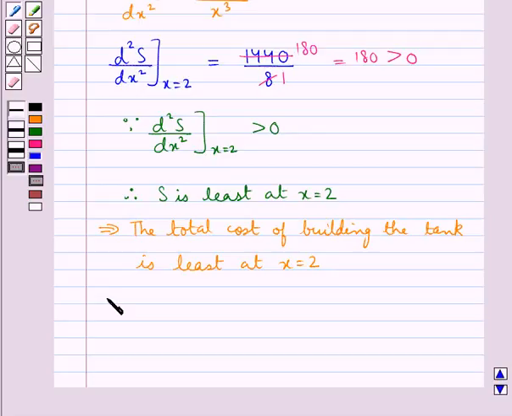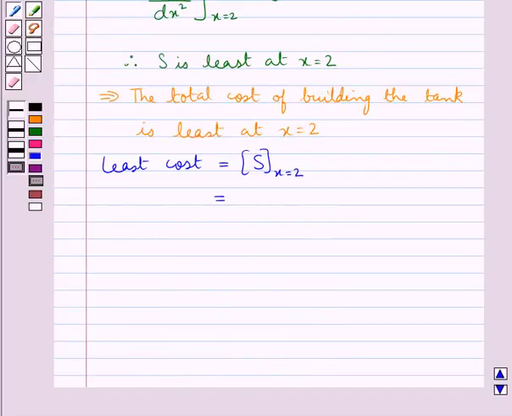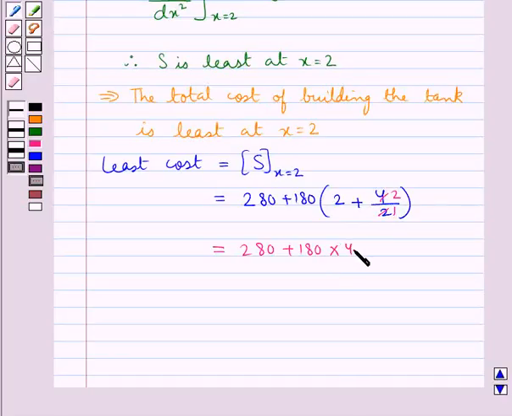Now since we need to find the least cost, this would be equal to the value of S at x equal to 2. So, in this equation, we'll put x equal to 2. So, least cost would be equal to 280 plus 180 into (x, that is 2, plus 4 upon x, that is 4 upon 2). Now, this 2, 2 times is 4. And this is equal to 280 plus 180 into 4. This is equal to 280 plus 720. And this is equal to 1000. So, the least cost is equal to rupees 1000.